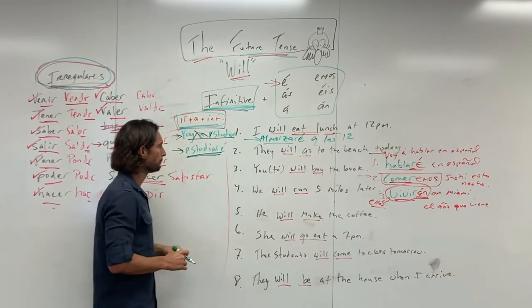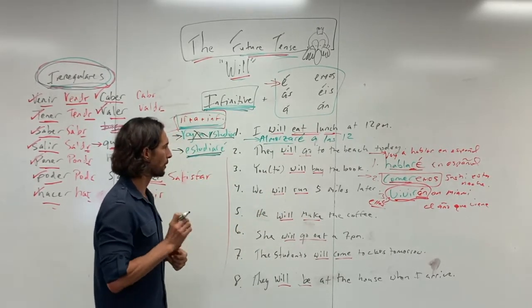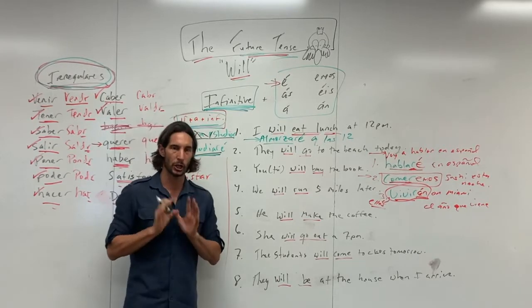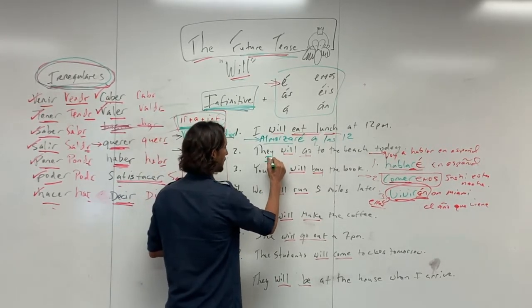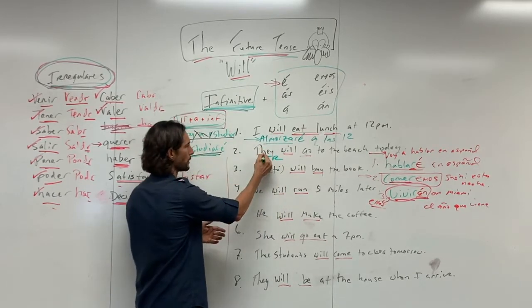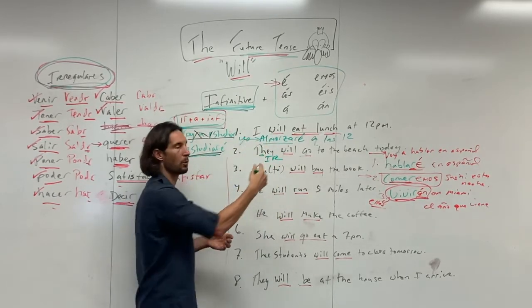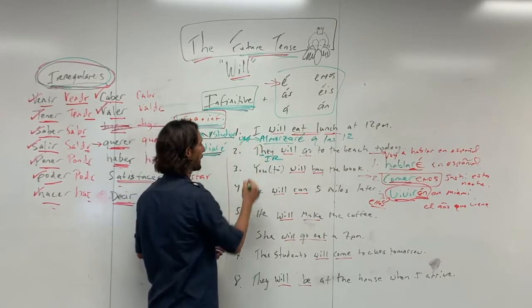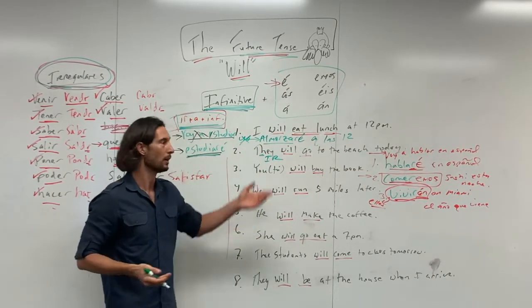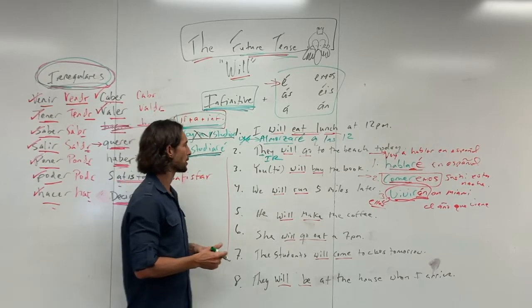So let's move on here to number 2. They will go to the beach today. So to go is ir, right? And so we're just going to go ahead and write ir right here. Of course, if you want to use the subject, like if you want to say yo almorzaré, that's cool, that's fine. It's not necessary, and so that's why I'm sort of leaving it out, right? And so they will go to the beach today.